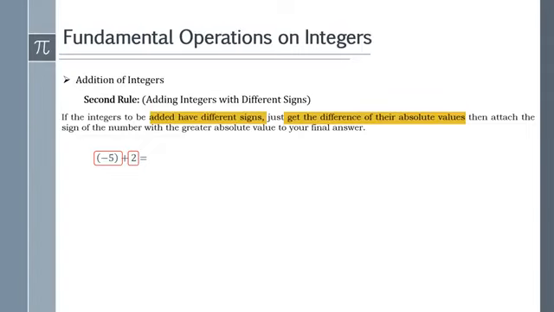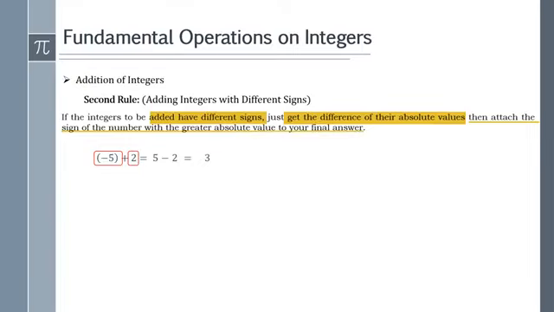So, we take the absolute value of negative 5. That is 5. The absolute value of 2 is definitely 2. Then it says, difference. So, meaning, we will subtract. So, 5 minus 2, that is equal to 3. And then, it says, attach the sign of the number with the greater absolute value to your final answer.